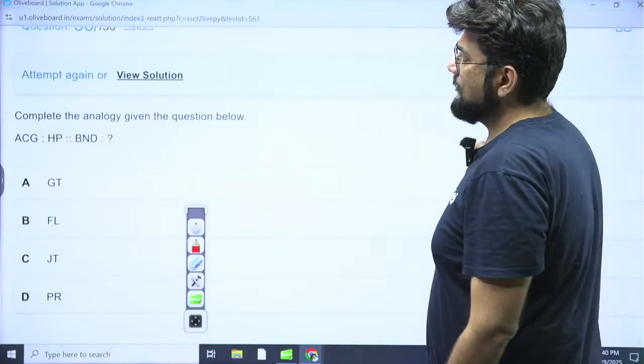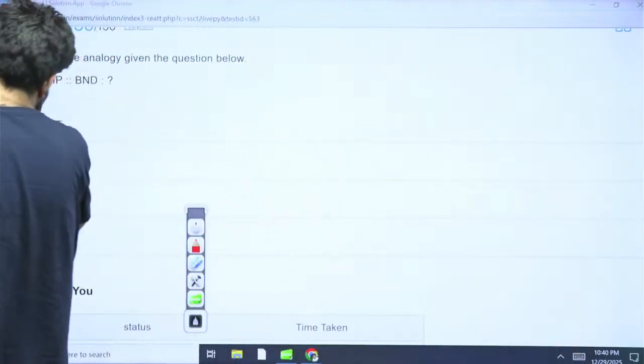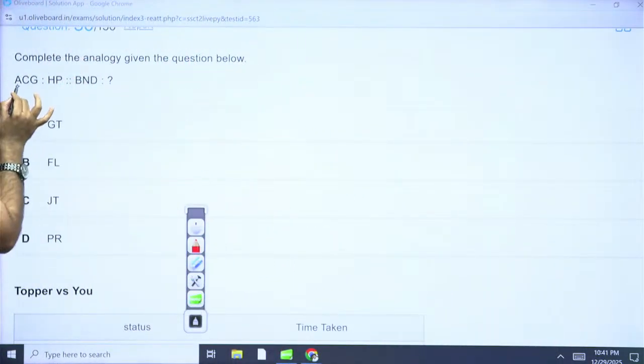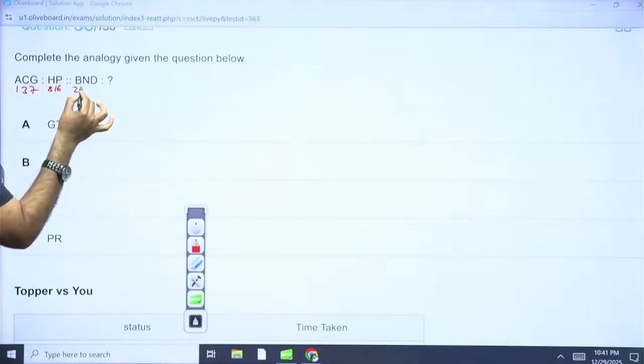Next, complete the analogy. Now this is actually interesting. I'll tell you how. See, this is 1, 3, 7. This is 8, 16. This is 2, 14, 4.